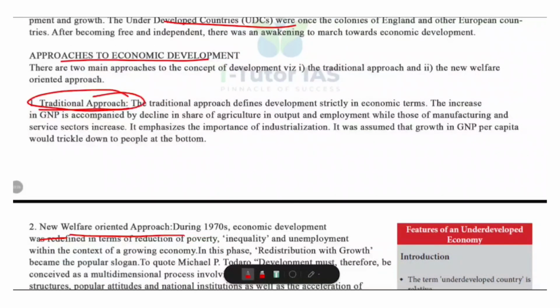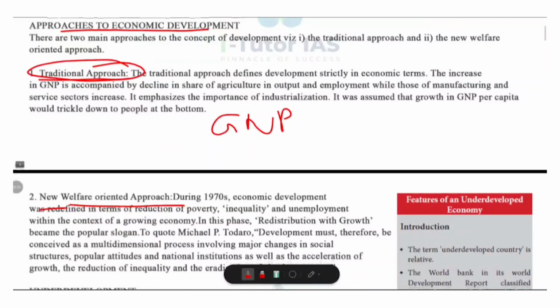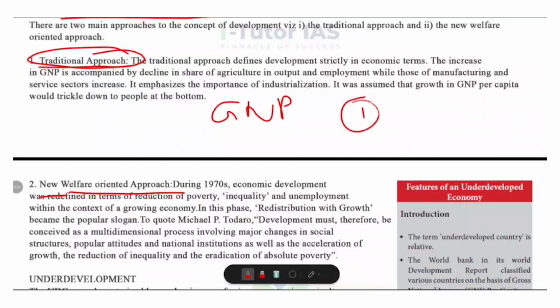First one, traditional approach. The traditional approach defines development purely in economic terms, and under this view, a country is considered developed when its GNP, that is gross national product or national income, increases. And along with this rise in GNP, some structural changes are expected to happen. The share of agriculture in output and employment should decline, then the share of manufacturing and services should increase, and there should be rapid industrialization, as industry was considered the engine of growth.